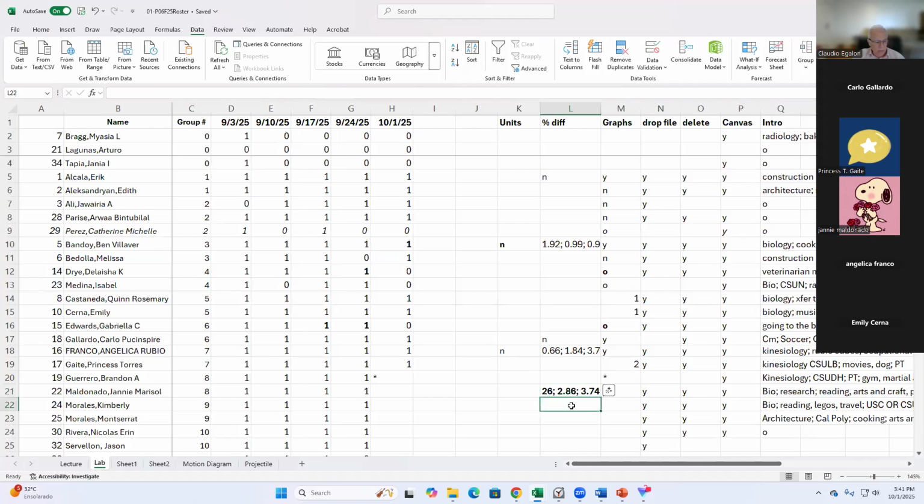And next, Kimberly Morales. Did you plot all the 3 graphs, Kimberly? I have only plotted 2. Okay, good. Once you're done plotting all the 3, don't forget to log the percentage difference in the last table.